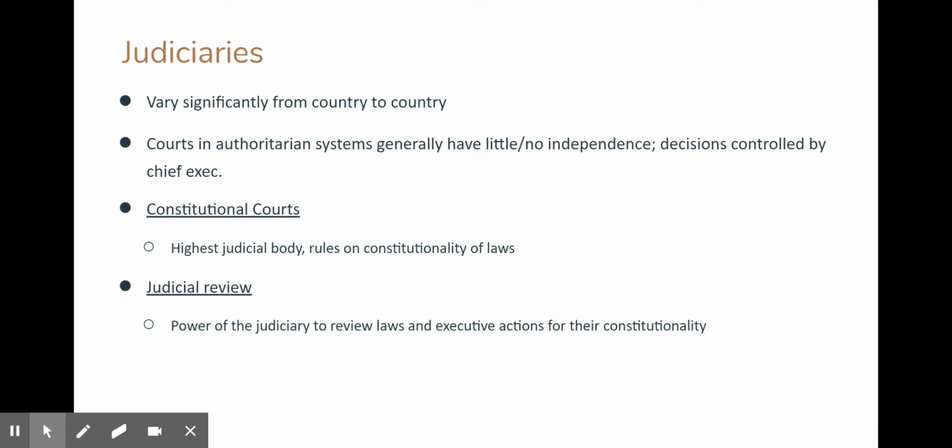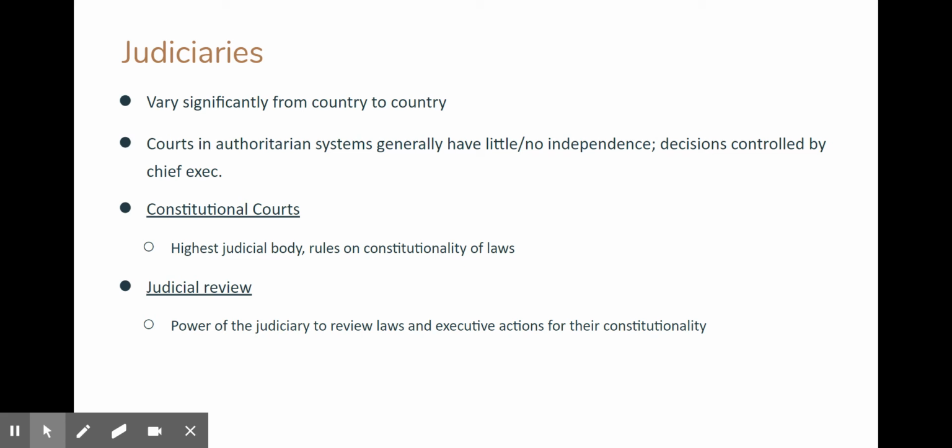And then another concept that's important is the concept of judicial review. That is the power of the judiciary to review laws and executive actions for their constitutionality. So like we talked about with the United States, that's a really big thing that exists within the U.S. system, right? Marbury versus Madison and all. And that's in some ways what Americans see as upholding the rule of law oftentimes. It's having this branch in the government that just does this, right? That serves as a check on the other branches.